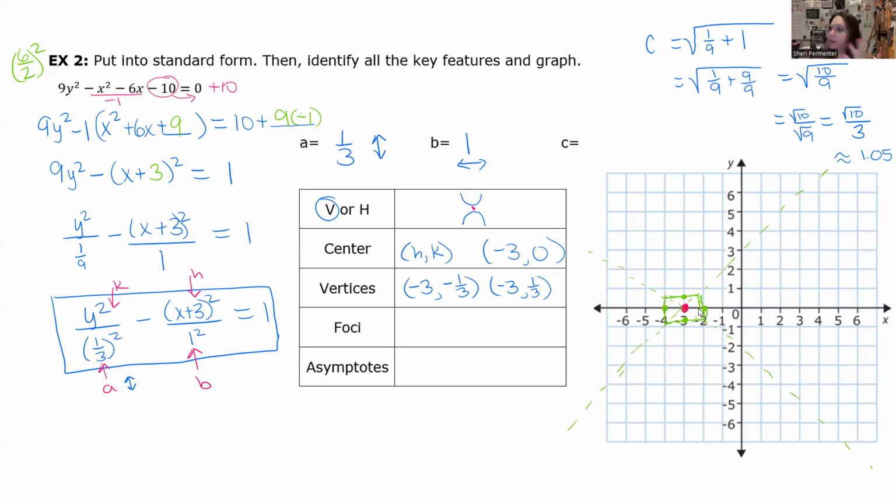And this is why, after I had to do all of these steps, sometimes it's easy to forget which direction you need to attach your branches or your vertices. Since I am a vertical hyperbola, I attach up and down. So that's where I'm going to attach my branches. So here, there we go. And I'm going to use the asymptotes as a guide. Get my branches. And you try and make them as curvy as possible.